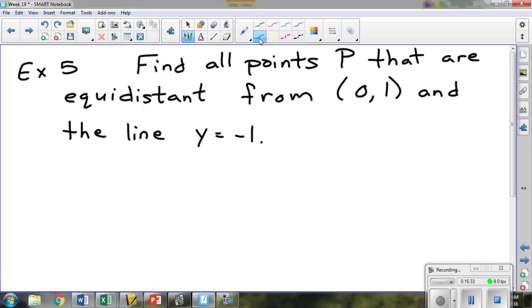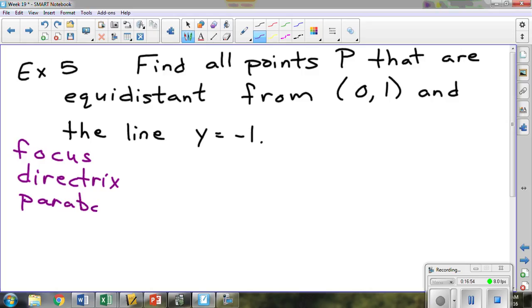Now, if you find this particular question confusing, I would suggest you do some YouTube searches about focus, directrix, parabola. And I'll write those down so you would know the keywords on what to search for. This is a problem that's related to these three things, and so there are a number of YouTube videos that provide greater depth and greater clarity explaining this process a little bit more.